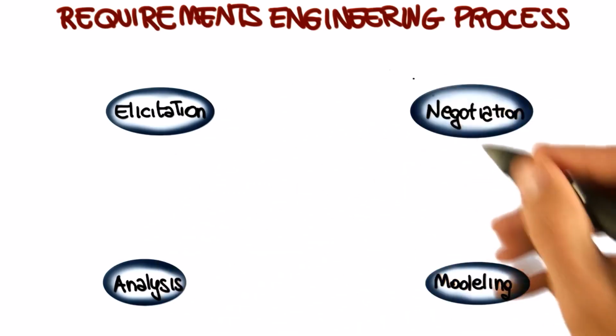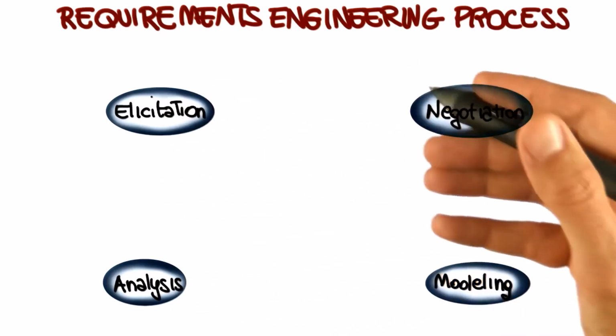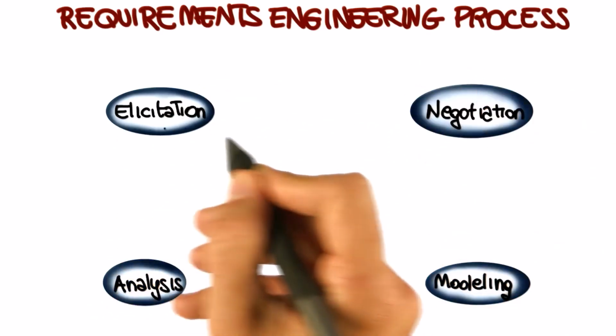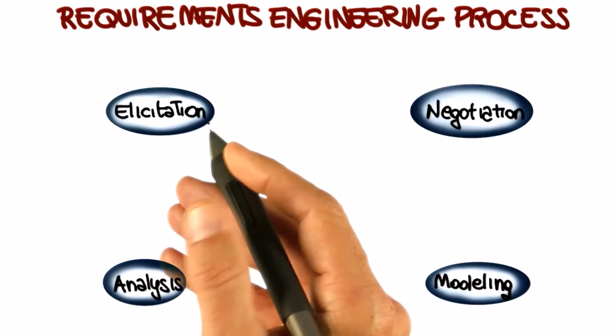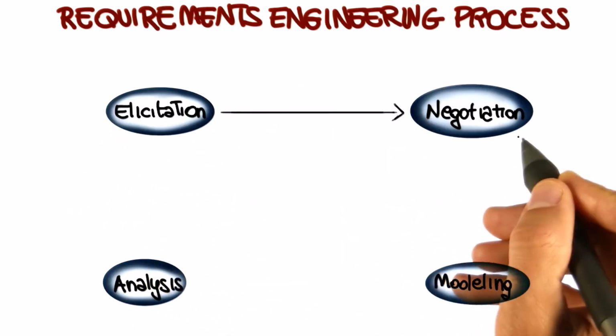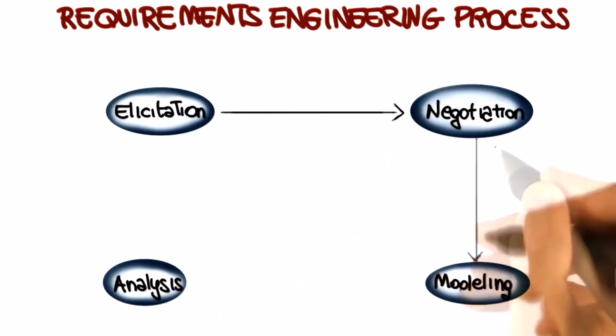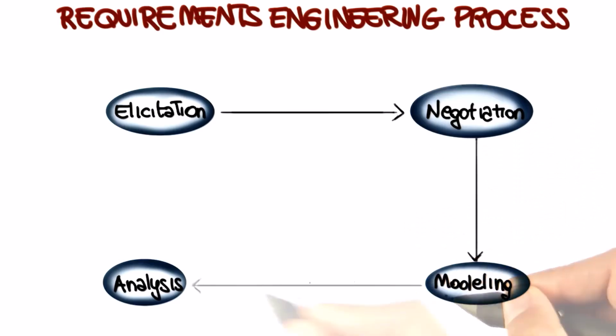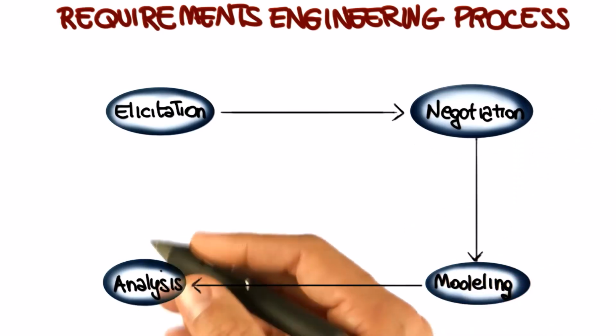So if we want to think of this as a process, as a sequence of steps, we can see that we start from elicitation. So we start by eliciting an initial set of requirements. We negotiate and refine this set. Then we model the resulting requirements. And finally, we analyze such requirements.